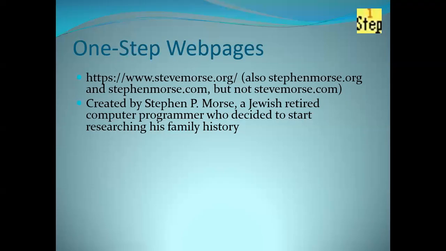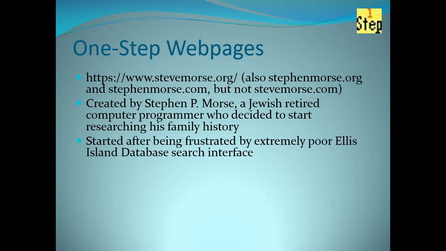Steve Morse, computer programmer and search expert. He used to work for Netscape, among other places. He is Jewish. When he retired, he decided to start researching his family history. Right around that time was when the Ellis Island database came online. And like a lot of us, if you started using it then, he was very frustrated by how poor the interface was. It's still not good. But Steve said, fine, I'm going to make something better, because that's what Steve did for a living.